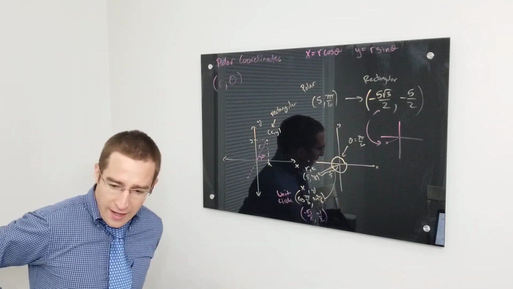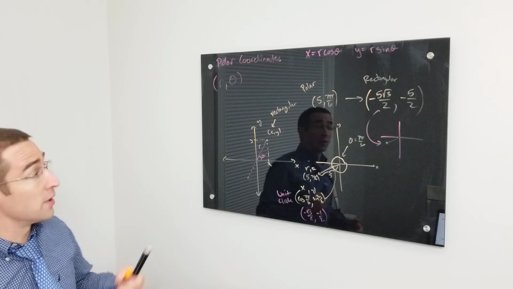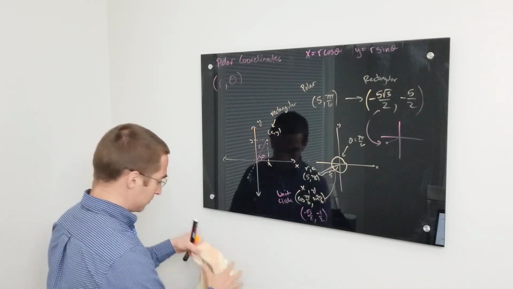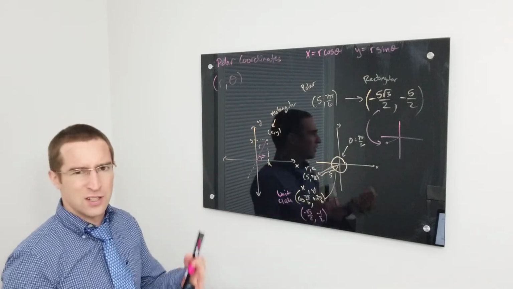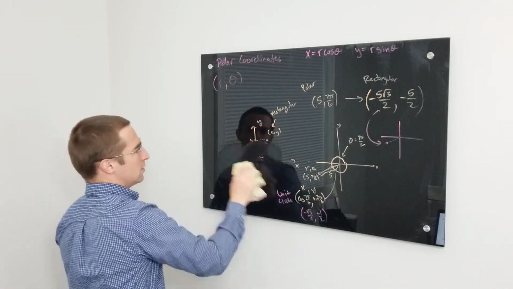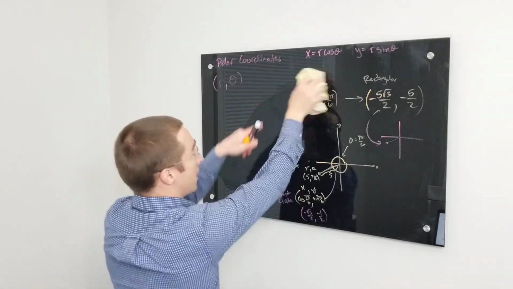Now we're going to look at going the other direction, going from polar coordinates to rectangular coordinates. So I'm going to erase this and go from there. So hopefully, maybe try problems 2 and 3 right now. And we're going to keep that up there.